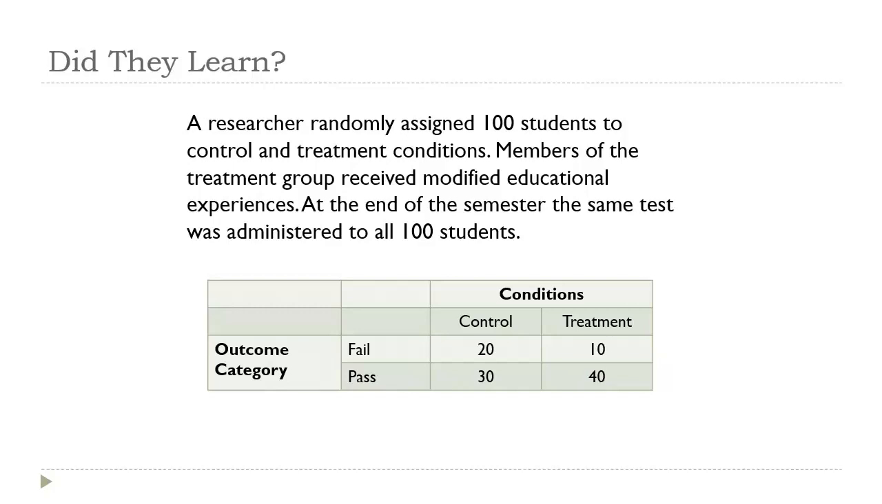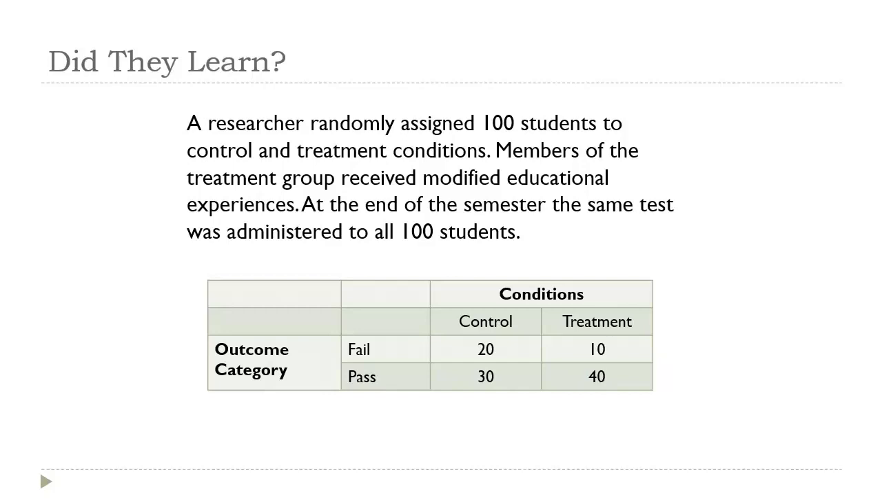At the end of the semester, the same test was administered to all 100 students, and here you see the outcomes. So what do we have as a response measure here? We have an outcome category, either fail or pass. What is the explanatory variable here? It is the condition that each student is in, either control or treatment. Control being traditional educational experiences, and the treatment being some modified experience.